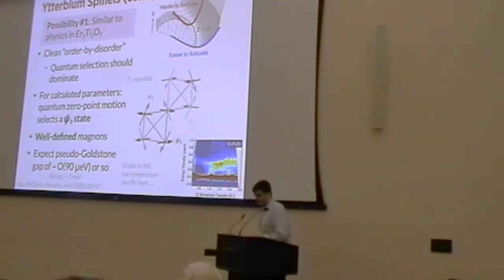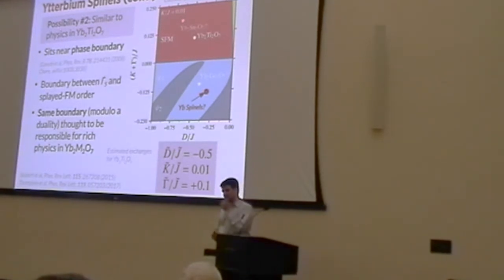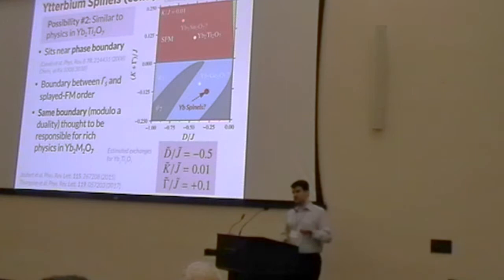So a more interesting possibility is that instead of being similar to erbium titanate, it's actually closer to ytterbium titanate. So unlike erbium, which sits in the middle of this gamma 5 phase, these parameters, this large J, this indirect DM, actually put it near the boundary of the gamma 5 phase and the ferromagnetic phase.